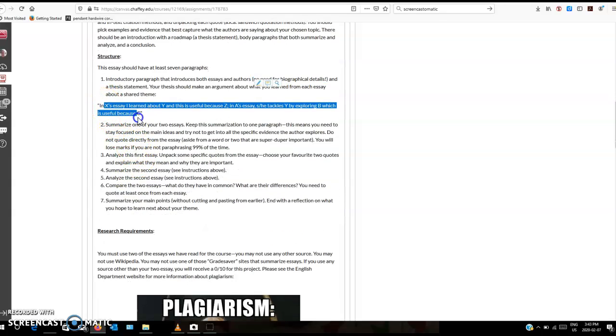Here's a sample of what you might use as a kind of model for your thesis statement, right? Remember, your basic thesis statement in an academic paper is X is true because Y and Z, right? You're making an argument, you're supporting it with evidence, and you're drawing a roadmap of that in your thesis statement. Okay, so there's a model you could use.